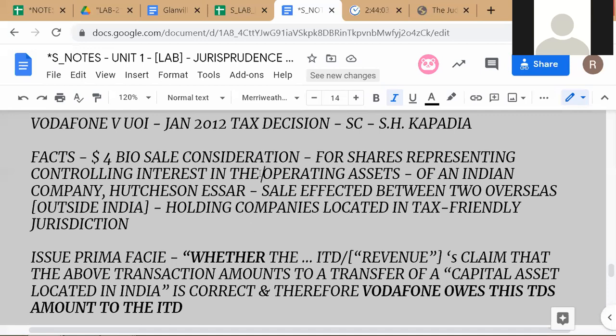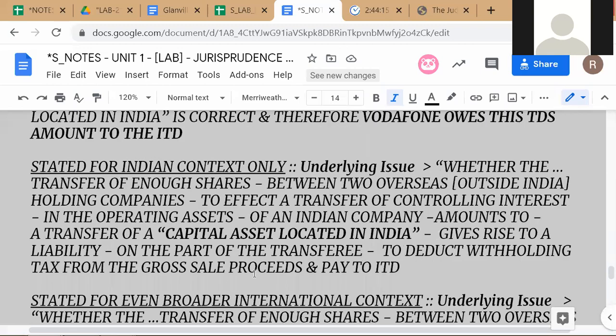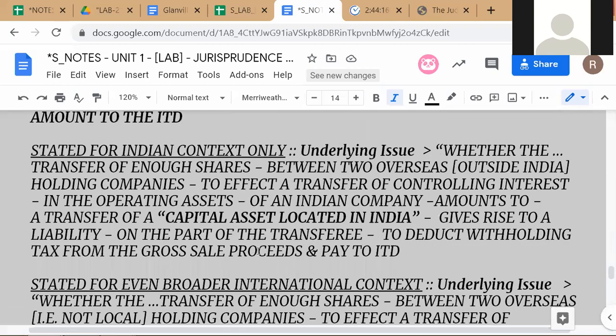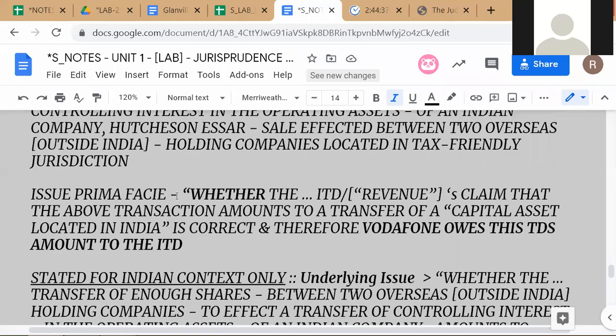You have to see whether you have to apply a highly formalistic approach. I believe in formalism because of the benefits we discussed. You have to apply a highly formalistic approach and see whether it actually gives rise to a liability to pay the tax, whether there is such a transaction which is a transfer of a capital asset and gives rise to a liability. You can't say that, of course, they can afford to pay the money. They have a lot of money, but that doesn't mean that you're going to extort money from every company that invests in India.